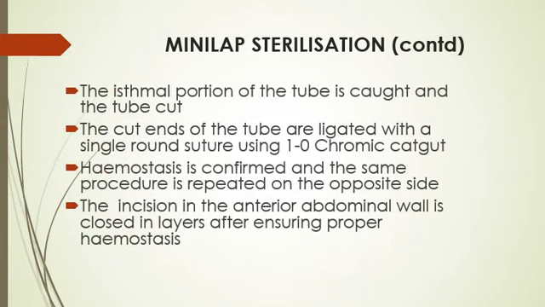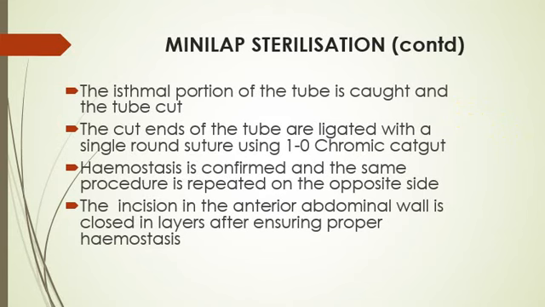So here the isthmal portion of the tube is caught and the tube is cut. The various methods of sterilization will be coming to later. So this is the common one which is employed. The cut ends of the tube are ligated with a single round suture using a 1-0 chromic catgut, and hemostasis is confirmed, and the same procedure is repeated on the opposite side.